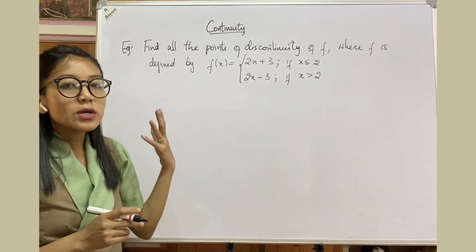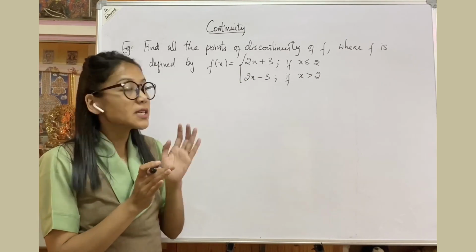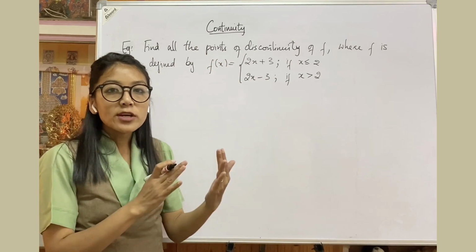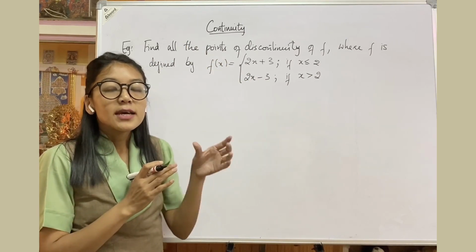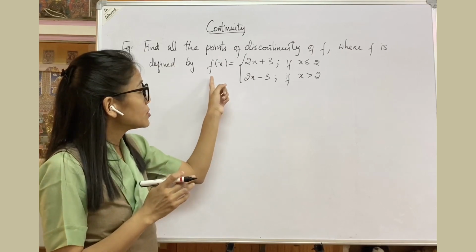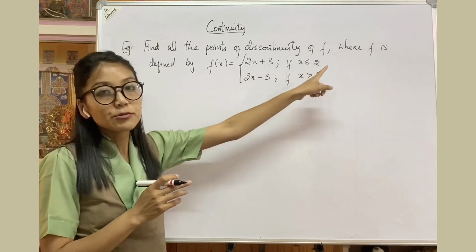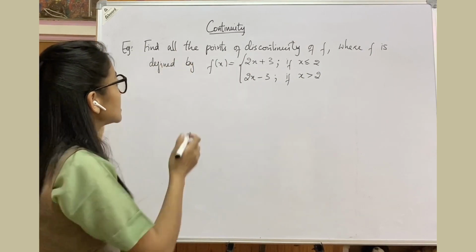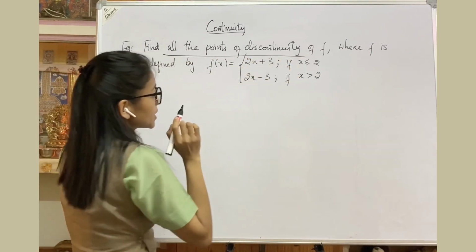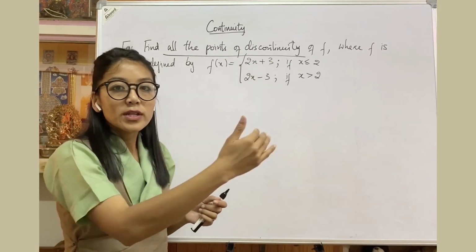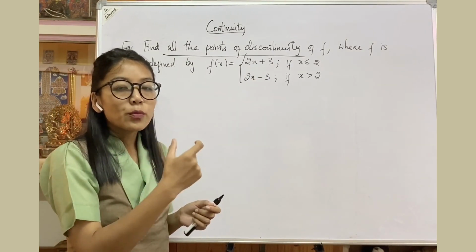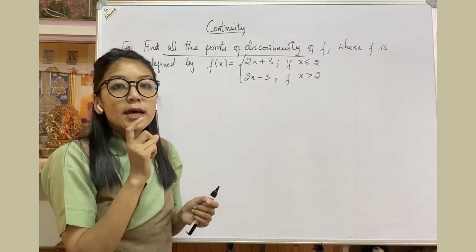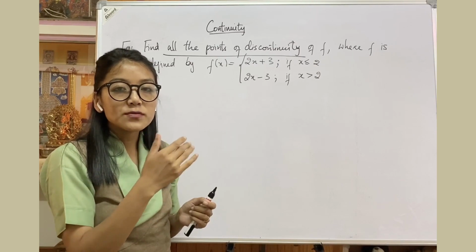The question can be asked in different ways. Here it is asked to find all the points of discontinuity. The same question can be asked in a different way as: check the continuity of this function f(x) at x equals 2. Now here you are asked to find all the points of discontinuity, which means throughout the set of real numbers, at what point this function becomes discontinuous. So at all these points you have to check whether the function is continuous or not.